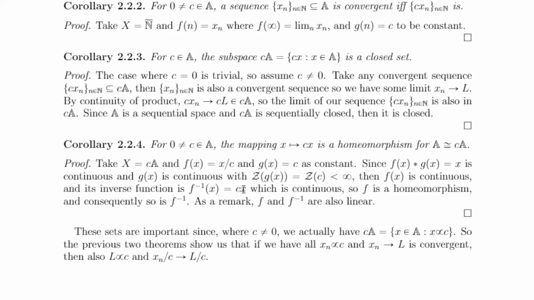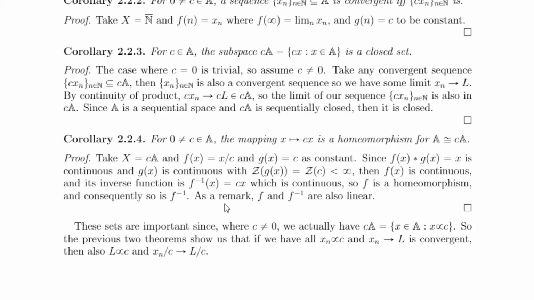So that's a continuous function, because f is a continuous function, from here, and its inverse function is just a product, that's continuous. So f is a bicontinuous bijection, and that makes it a homeomorphism. Also, as a note, f inverse, which is the mapping c times x, is also a homeomorphism. And just as a bonus, this homeomorphism is also linear, which is very interesting. And that's our last corollary for now. That's the last result we have.